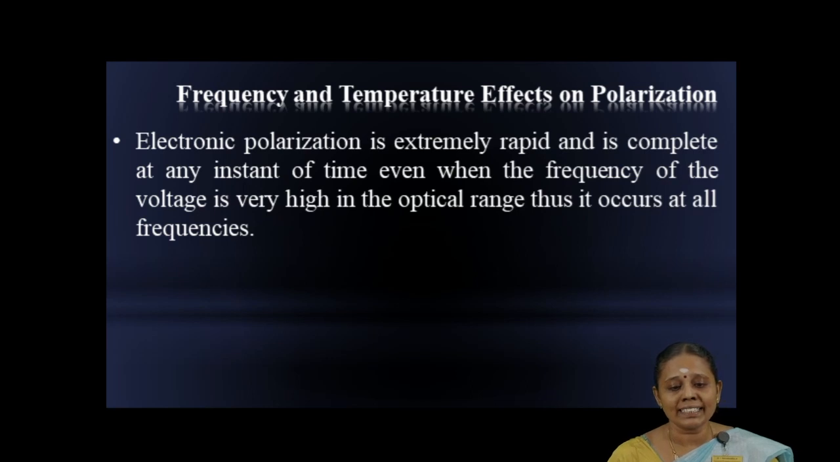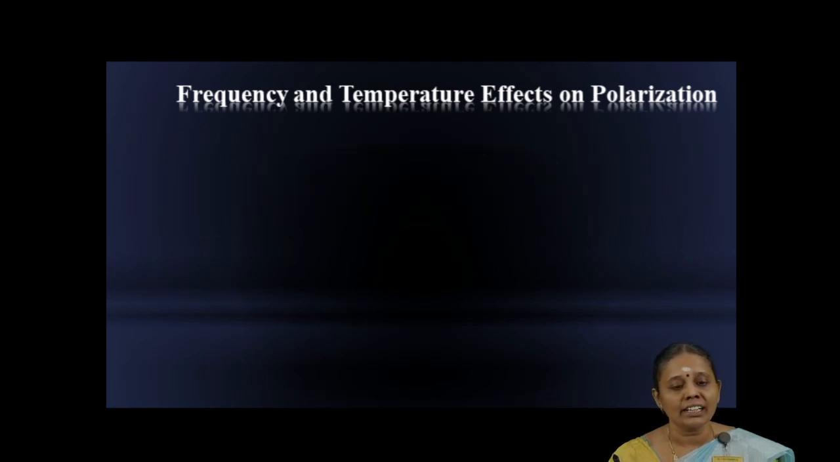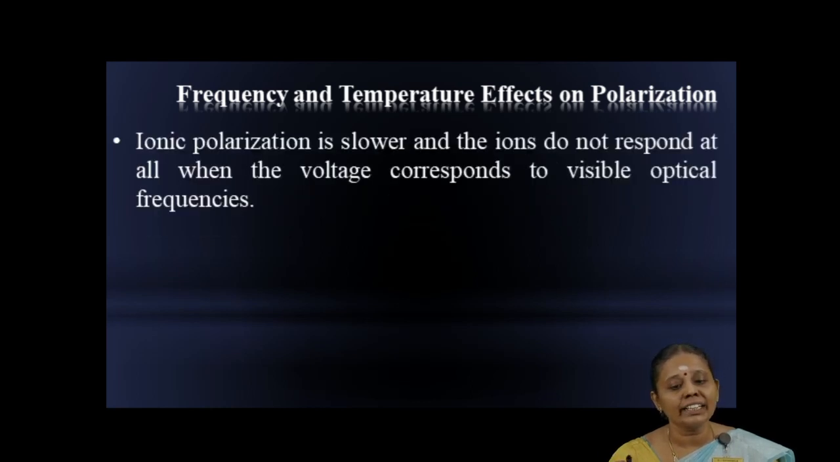As we have already said, electronic polarization is a rapid process. So the frequency of the voltage is very high in the optical region. Therefore, it occurs at all frequency ranges. Next, ionic polarization. It is a slower process. Therefore, here the ions do not respond at all when the voltage corresponds to only the visible and optical frequency region.